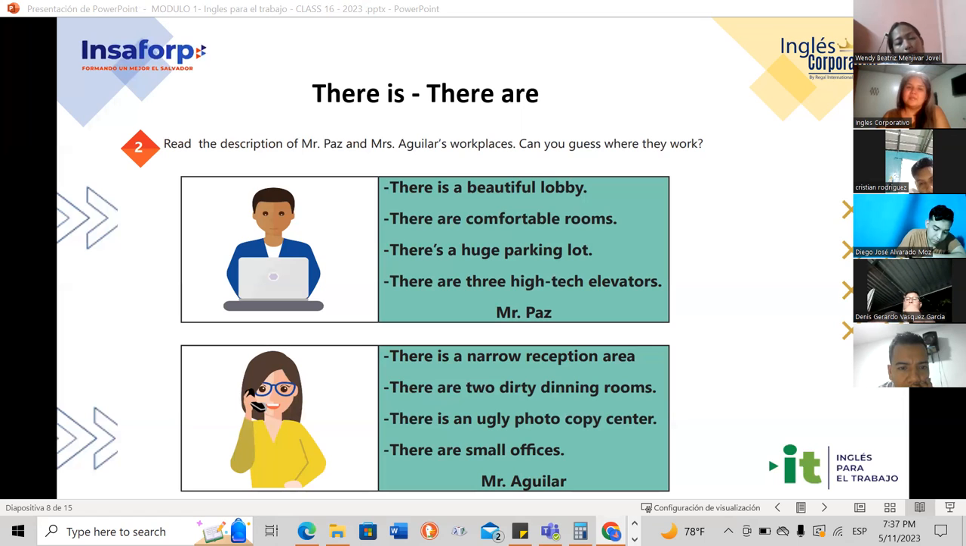Comfortable. Esa palabra siempre me ha costado a mí pronunciarla. Comfortable. Y se escribe totalmente diferente, vea, confortable. Pero la pronunciación es comfortable. Comfortable rooms.